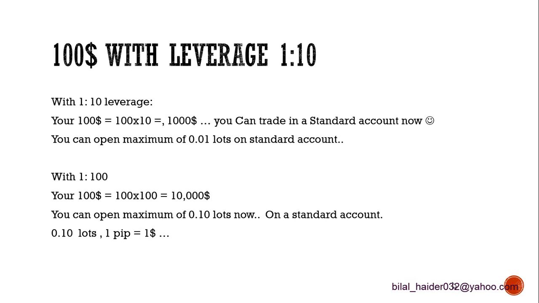So now with your $100, you can trade 0.10 lots at maximum, but you are not restricted to open that many lots. You are free. You can trade from 0.01 up to 0.10 lots on a standard account. You are free to open 0.05 lots. You can open 0.08 lots, you can open 0.09 lots, but at maximum you can trade 0.10 lots.